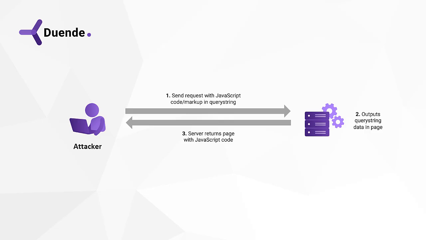Even worse is when the application stores the attacker's input, for example in a database, and later displays it on a page. No link with malicious code is needed anymore. This is called stored or persistent cross-site scripting.